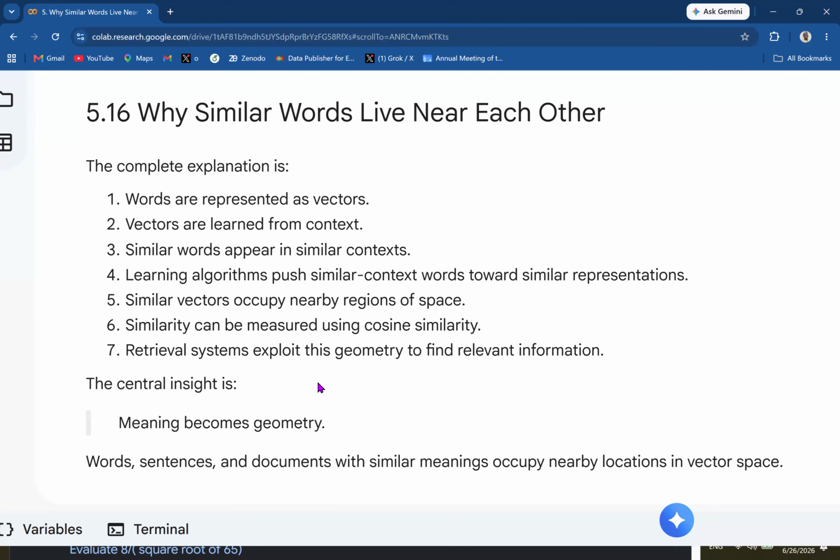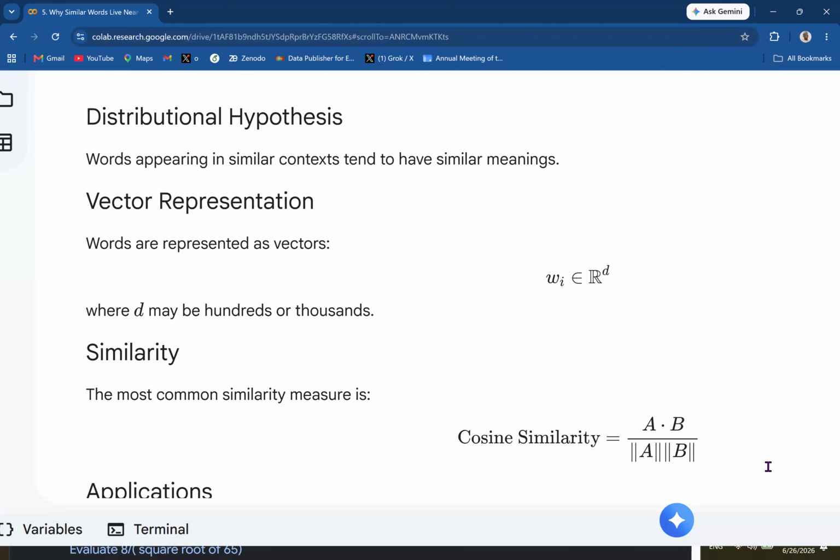So the central insight is this: meaning becomes geometry. Words, sentences and documents with similar meanings occupy nearby locations in vector space. So that is a summary of what we've been talking about.